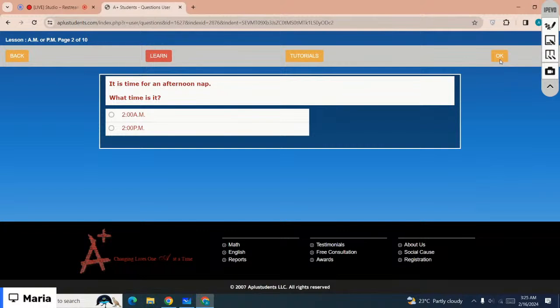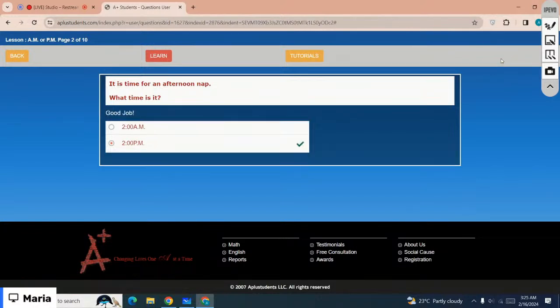Afternoon nap, right? Afternoon nap, that means that is 2 p.m. That afternoon is after noon, right? So that is 2 p.m.